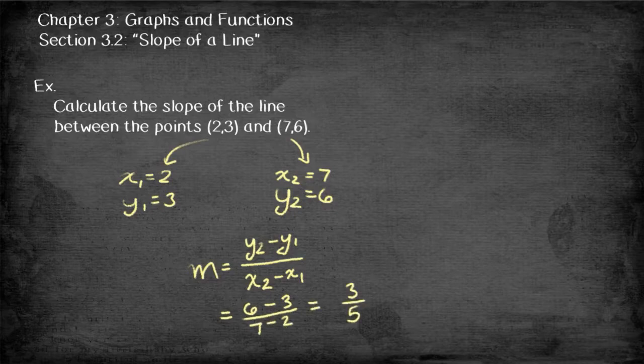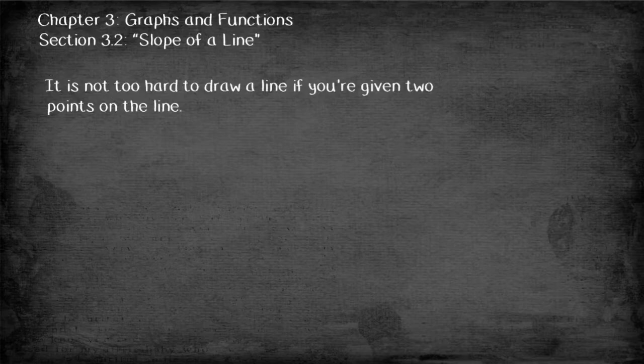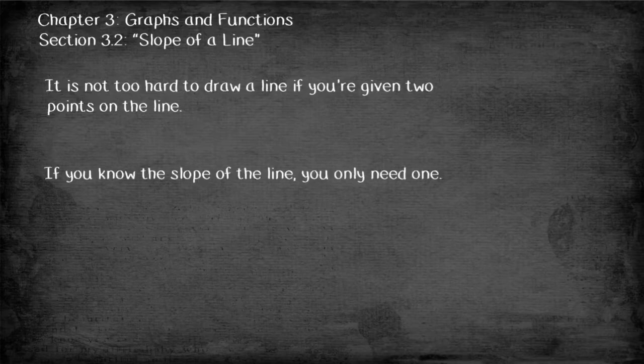And the slope of the line is 3 over 5, just as we discovered earlier. So for our purposes, if you're handed 2 points of a line, it's not really too hard to graph them, even if maybe it takes a bit of time to set up. One thing to note here is that if you know the slope of a line, you only need a single point to draw it.